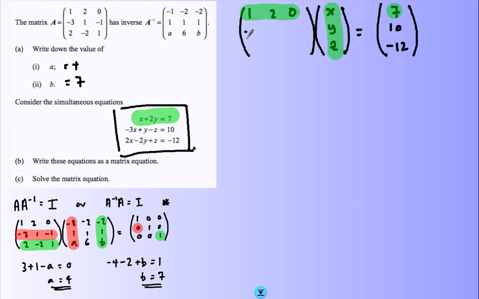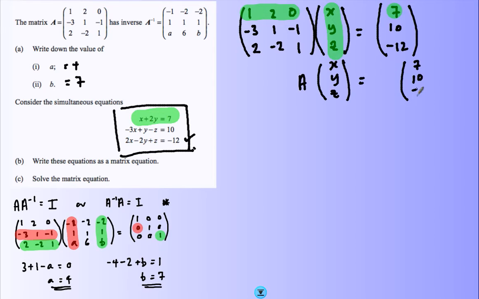Easy to keep going through this now. So minus 3, 1, minus 1. So row onto column gives me 10, which will give me the second line. And finally, that bottom one, row column gives me minus 12. That'll give me that line, and that's the conversion. Good. Well, what we see here, we see the matrix A, not surprisingly. So we've got A multiplied by my x, y, z, which I'm going to want to know, and that's given me the answer 7, 10, minus 12.